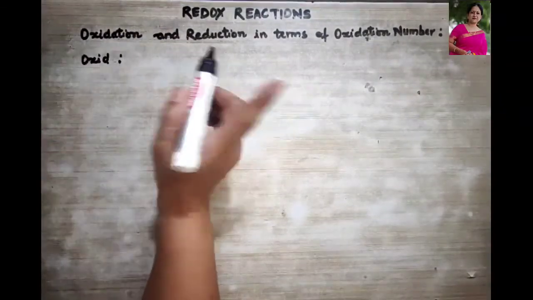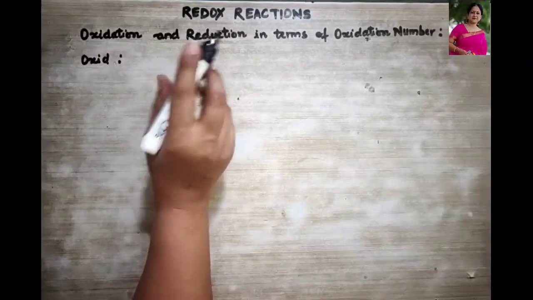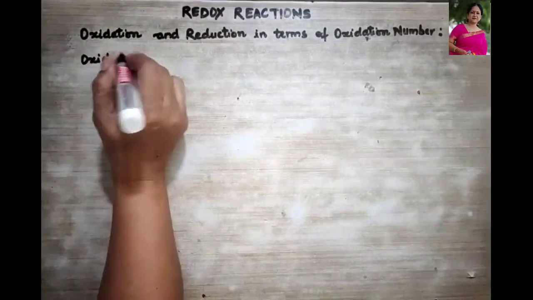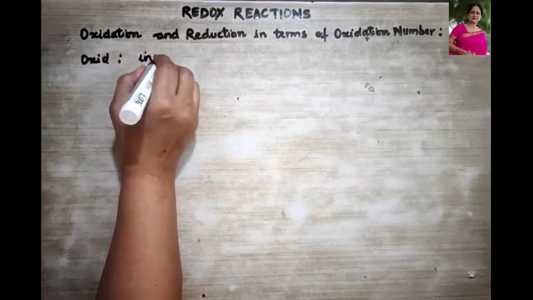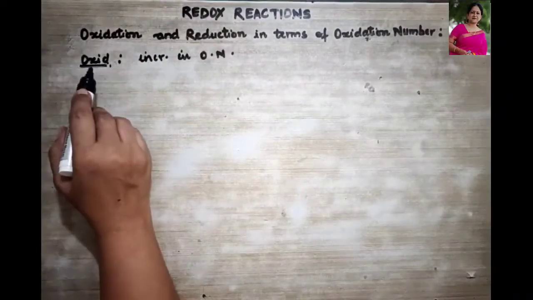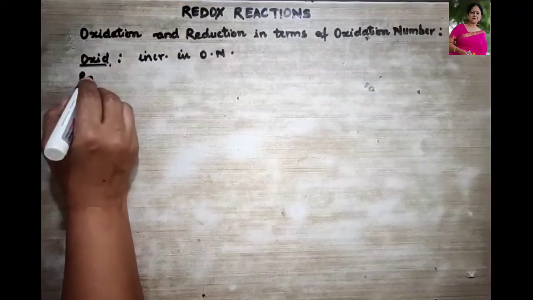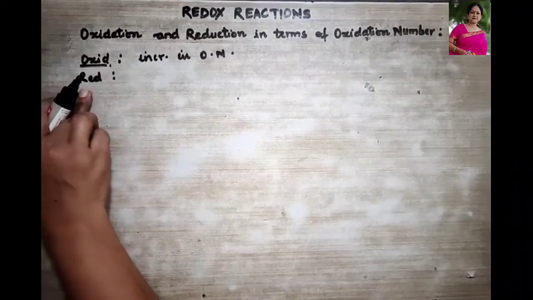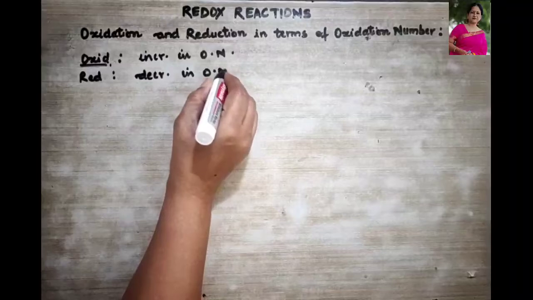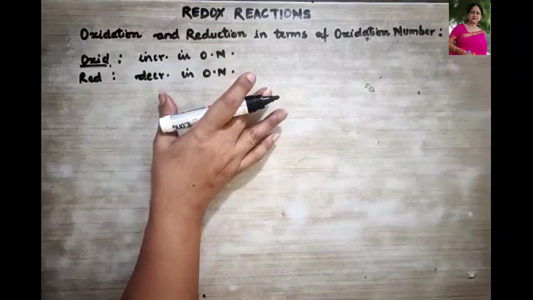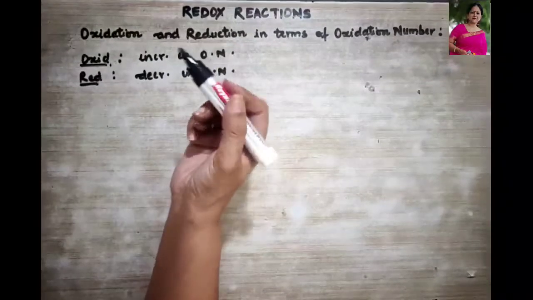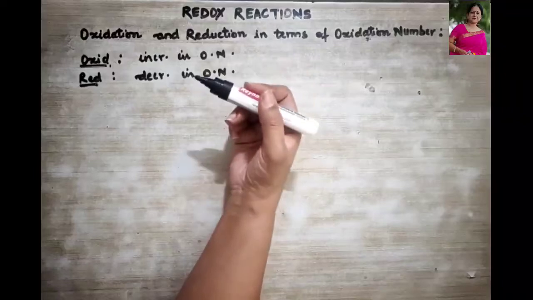When there is an increase in the oxidation number of any element in the given substance, then it is termed as oxidation, right? So when there is an increase in oxidation number, then the substance is said to get oxidized, right? Similarly, when do we say that the substance has got reduced? When there is a decrease in the oxidation number of the element in the given substance, then it is said to be a reduction, right?